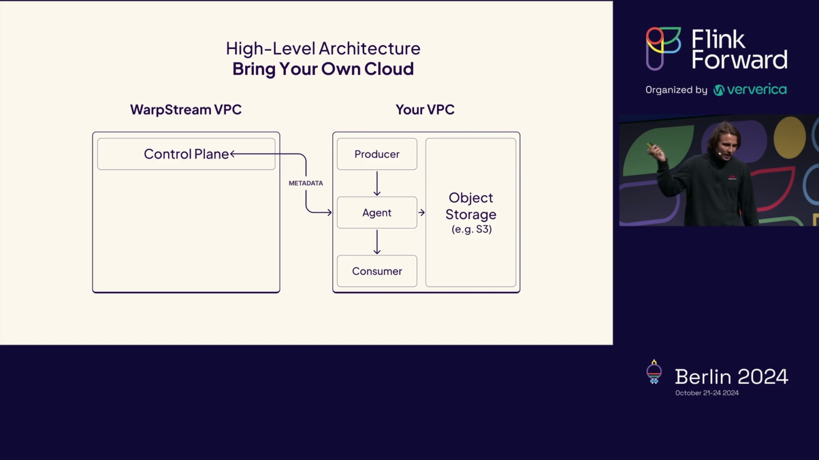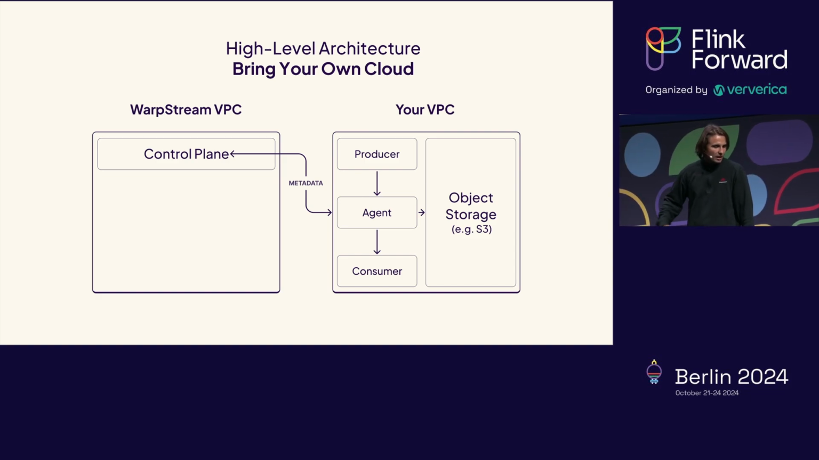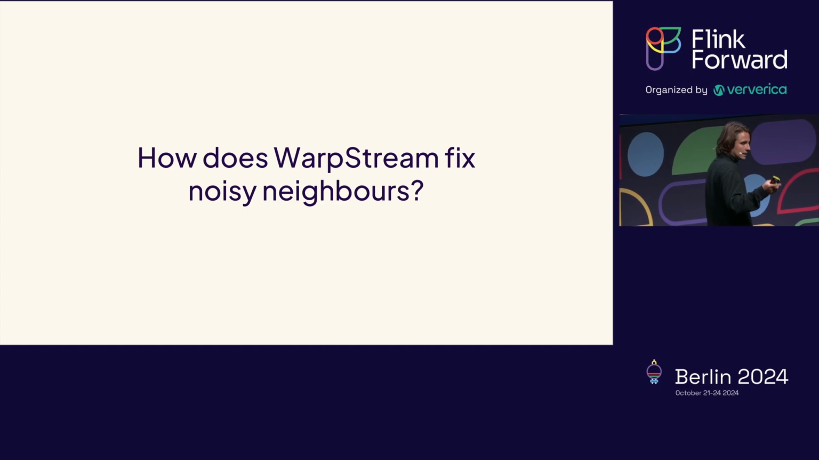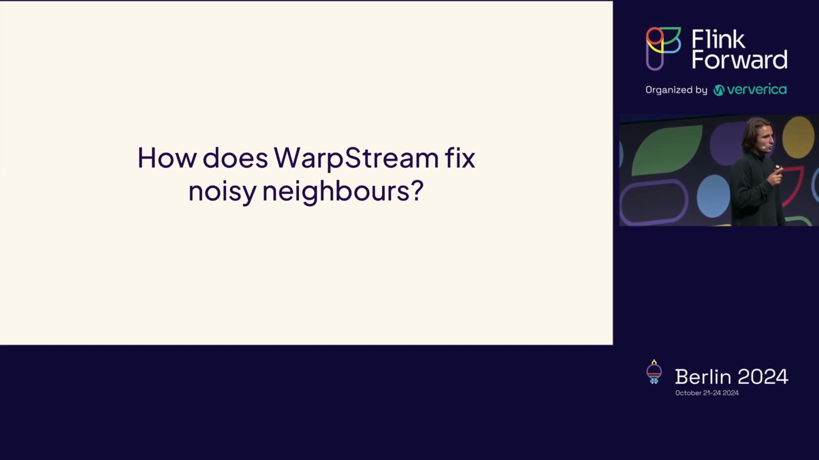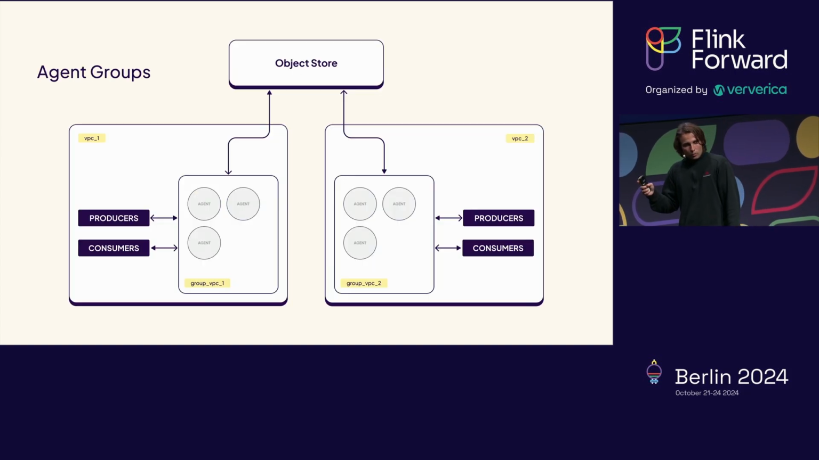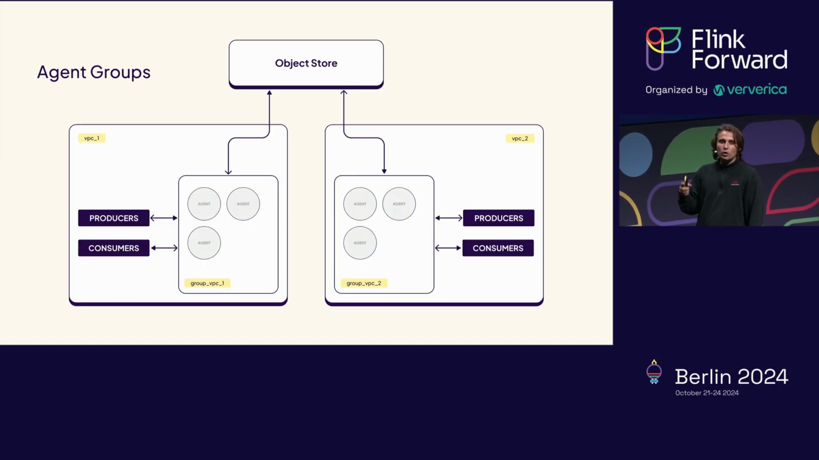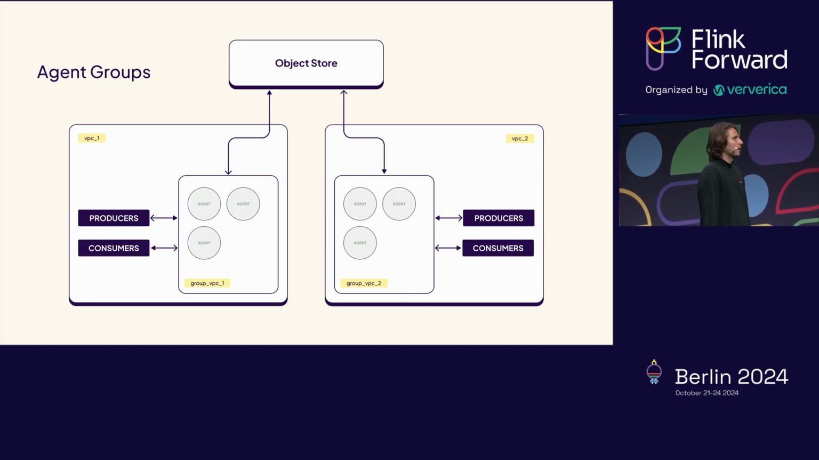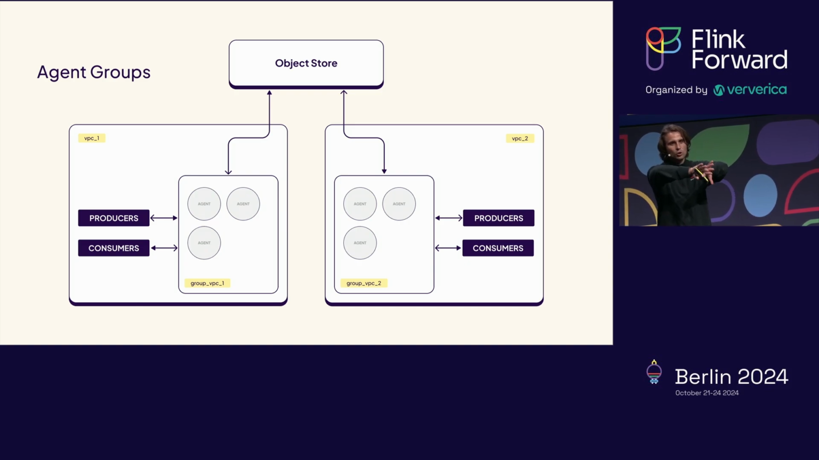OK, so here I have another high-level architecture diagram, but I'm going to skip it just for the sake of time. And then let's jump into the most important part of this talk. How does WarpStream fix the noisy neighbors problem? It does it with a feature that we call agent groups. Agent groups are basically a mechanism that we have to logically group agents and completely isolate these groups between them.